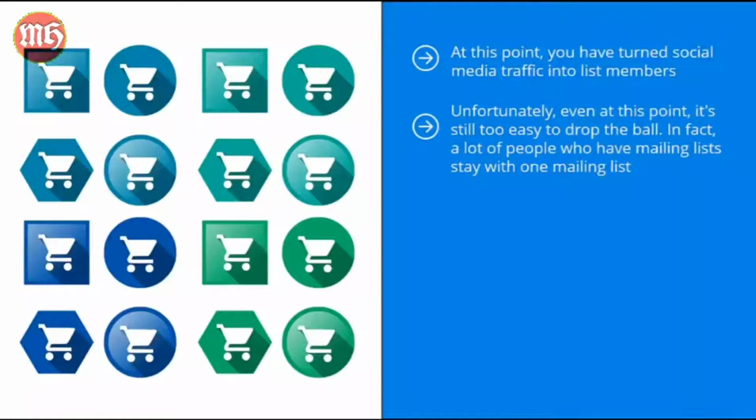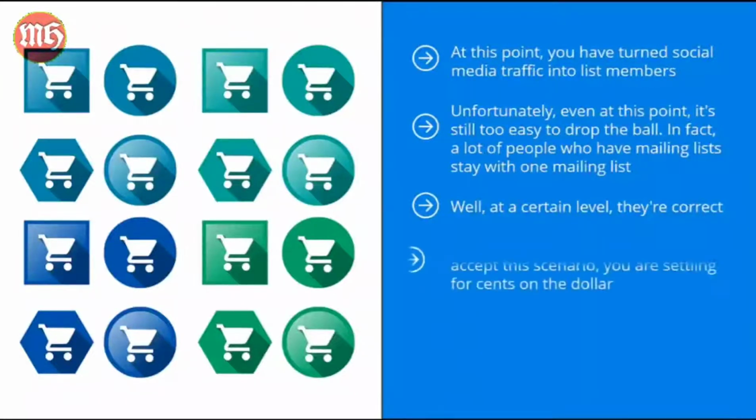Unfortunately, even at this point, it's still too easy to drop the ball. In fact, a lot of people who have mailing lists stay with one mailing list. They think that as long as people who visit their blog sign up to their mailing list, they're good. Well, at a certain level, they're correct. A certain percentage of those list members will buy affiliate products that you promote on your list. A certain fraction of your mailing list will buy your original products. Some may even visit your online store and buy merchandise. But the problem here is that if you accept this scenario, you are settling for cents on the dollar.